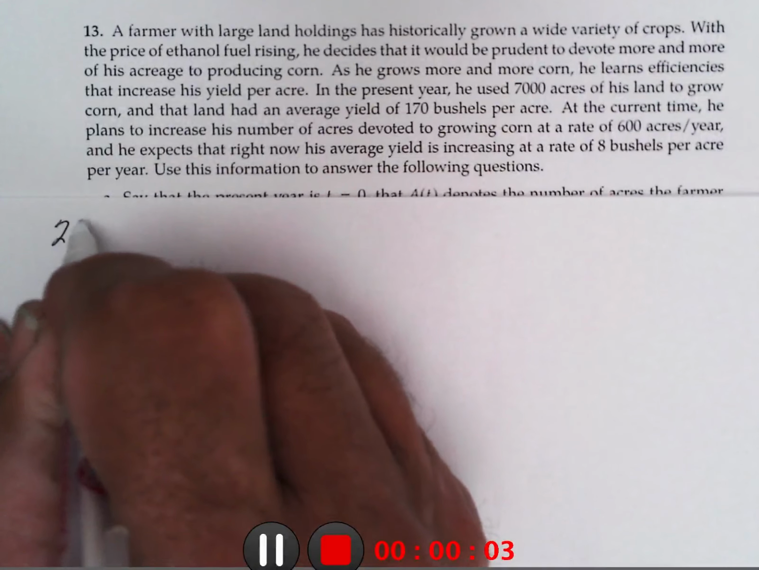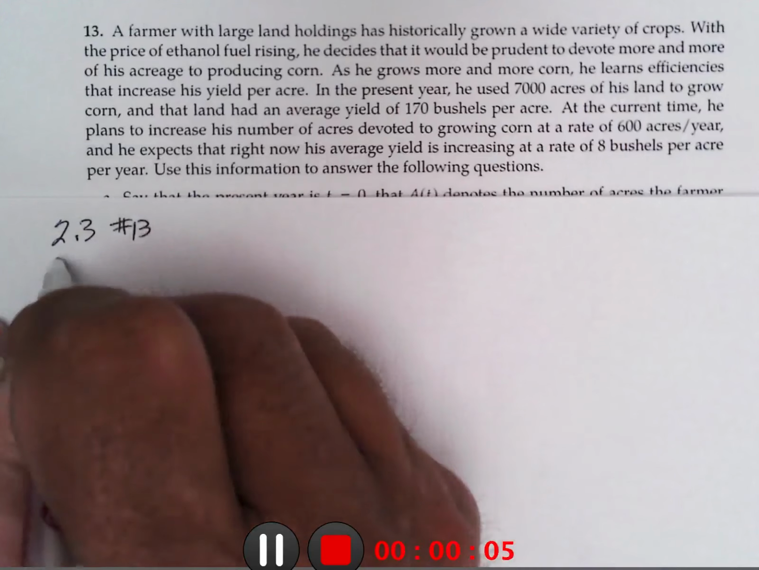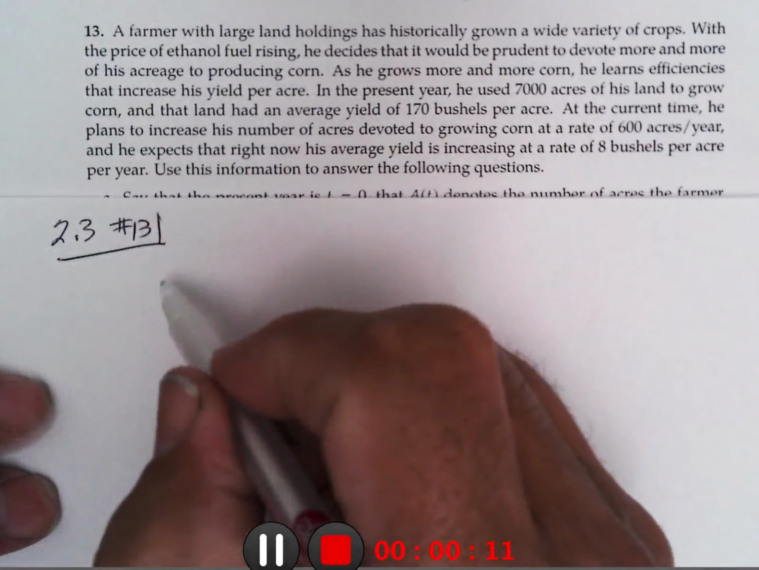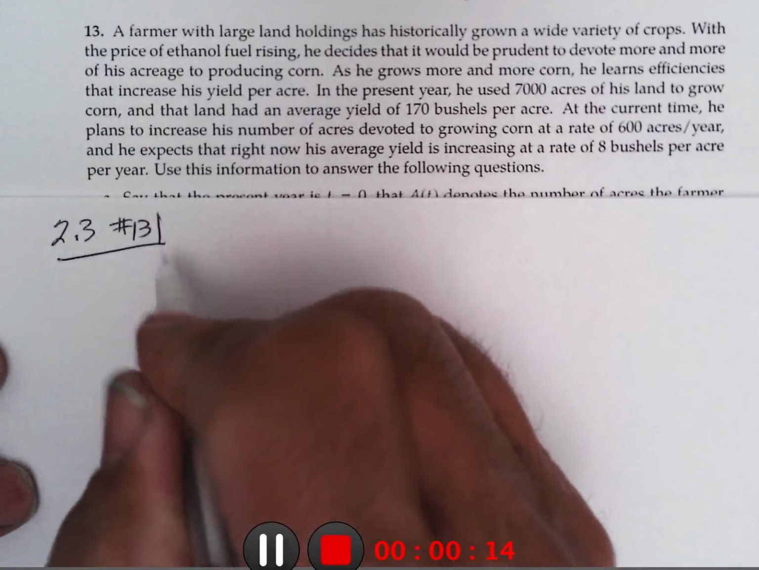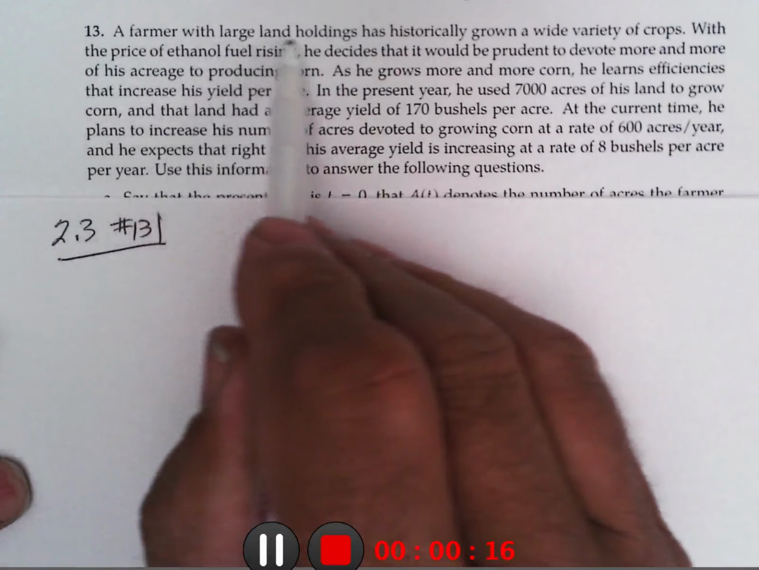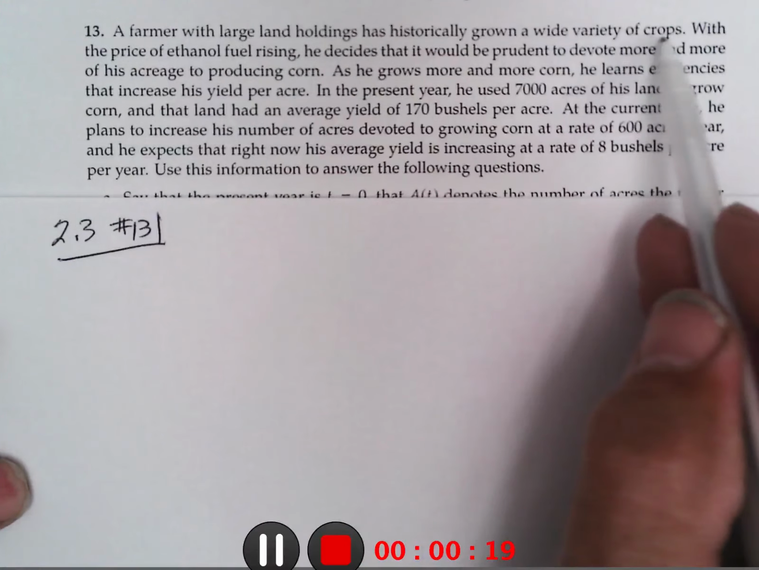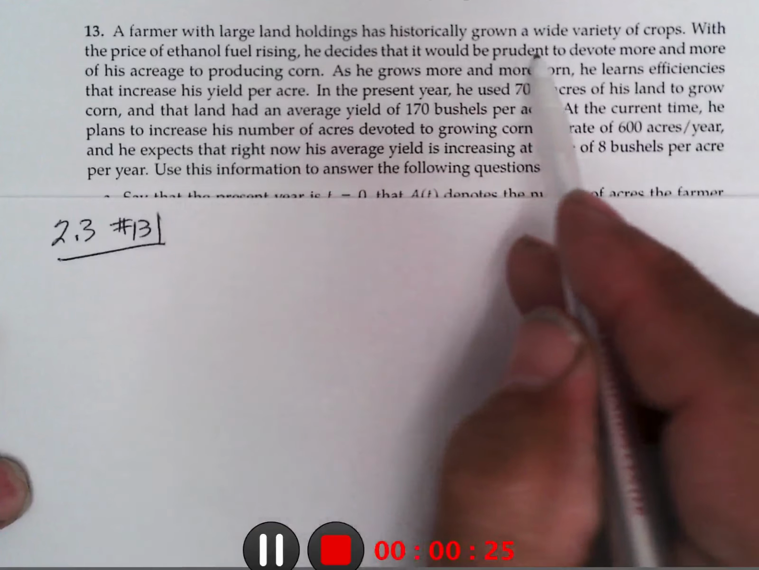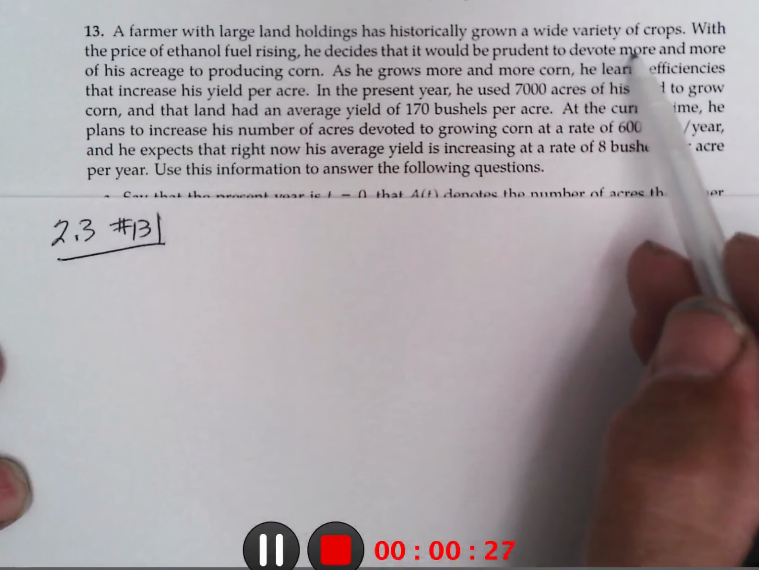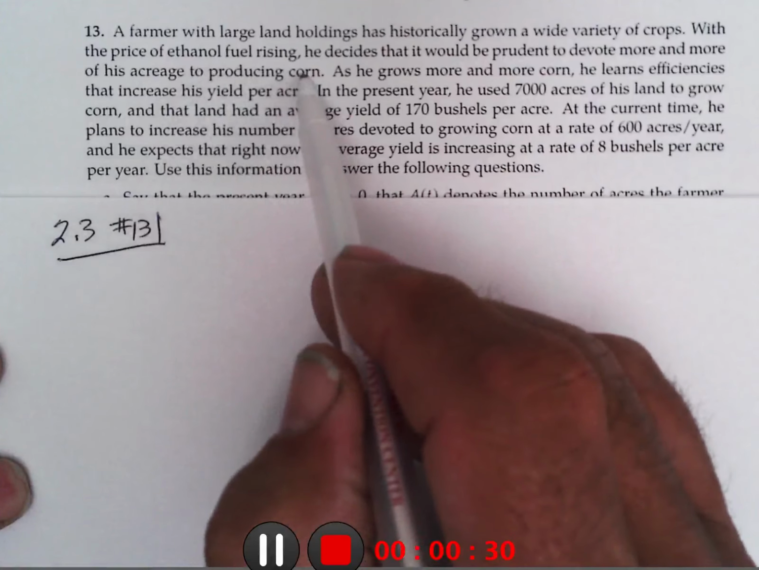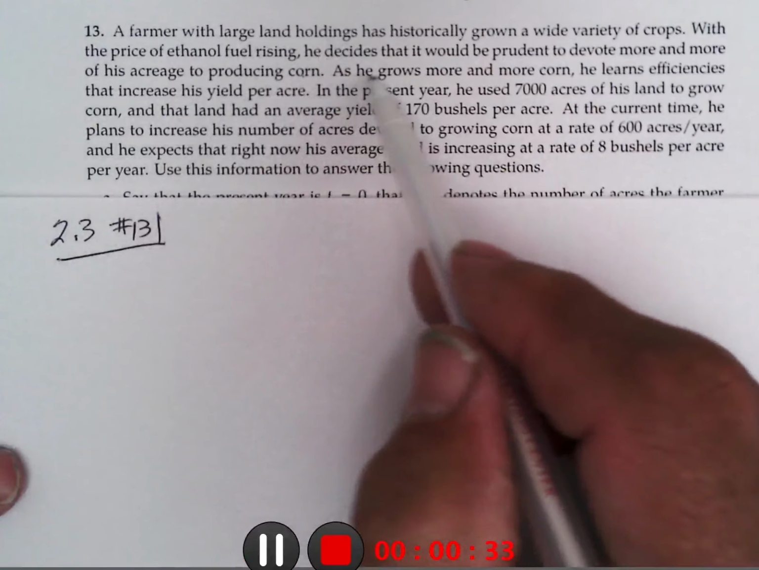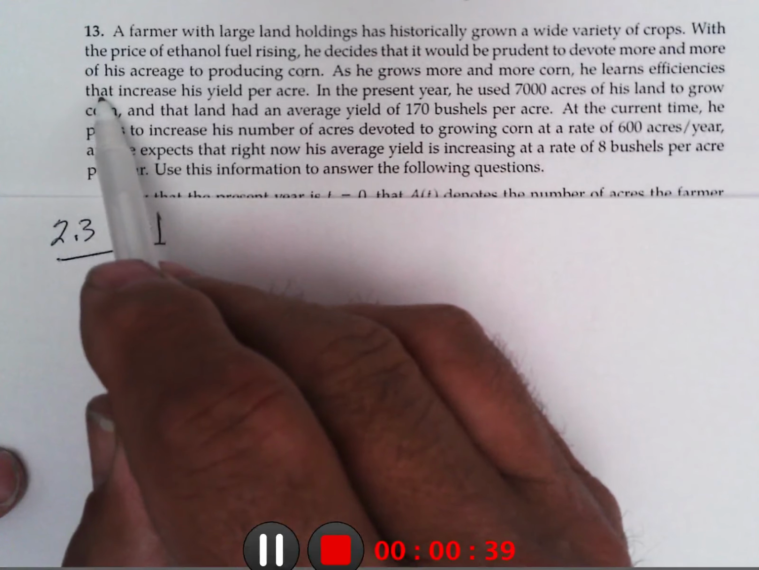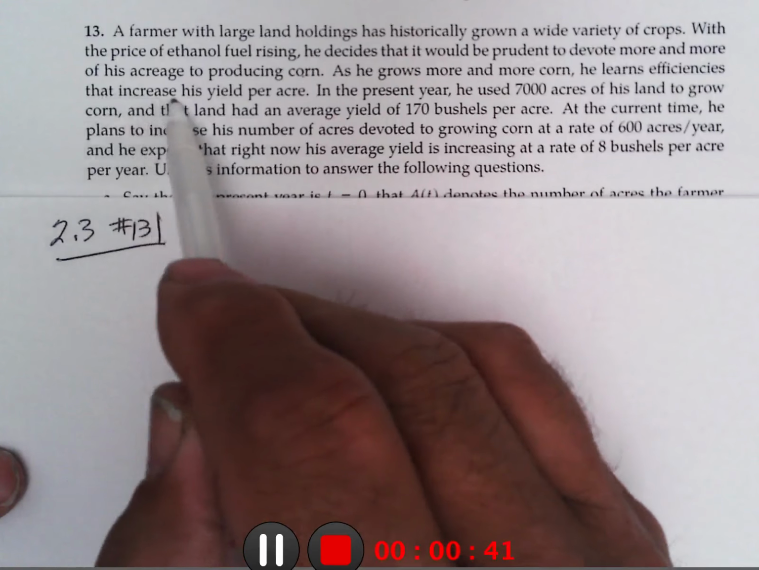This is 2.3, number 13, and even though I did it in class, some of you were still kind of confused according to your assignments, so I'm going to go through this. A farmer with large land holdings has historically grown a wide variety of crops. With the price of ethanol fuel rising, he decides it would be prudent to devote more and more of his acreage to producing corn to make ethanol. As he grows more and more corn, he learns efficiencies.